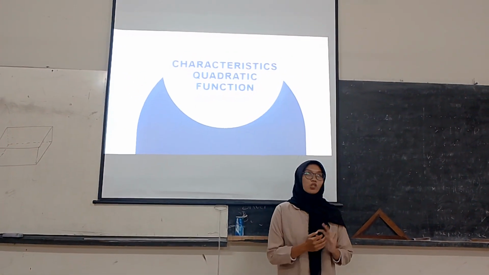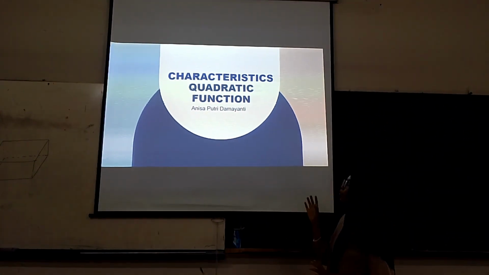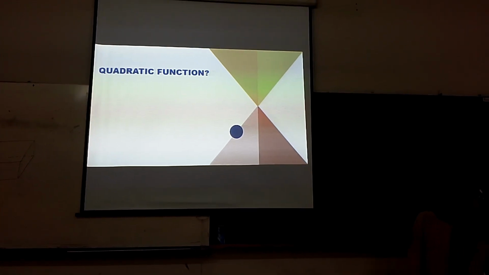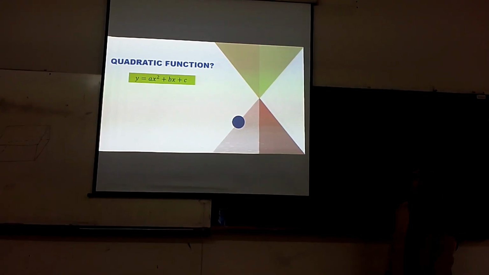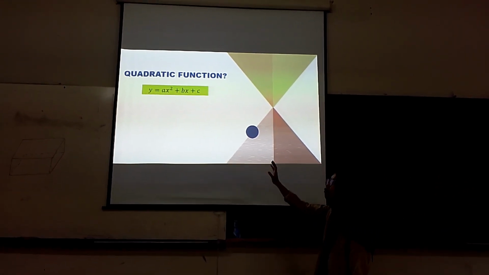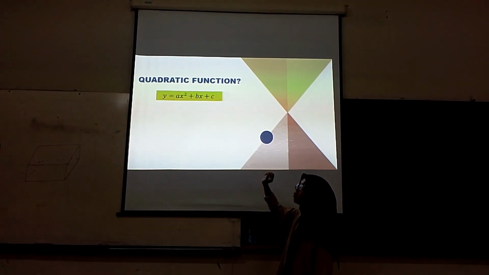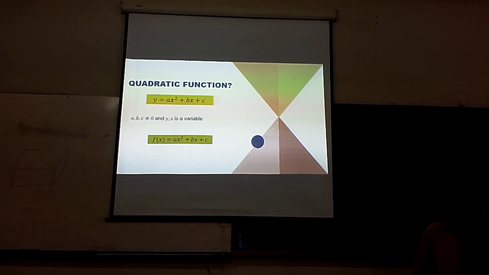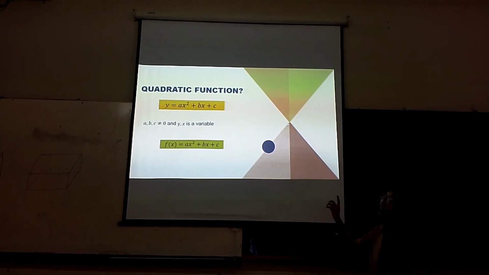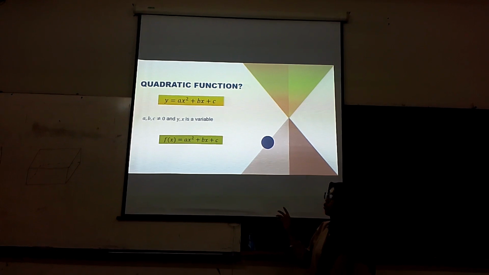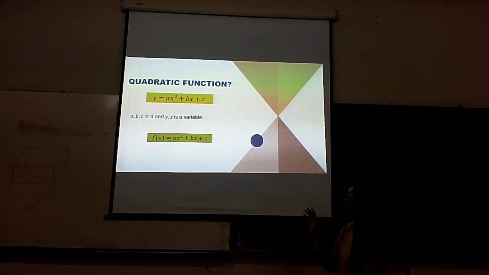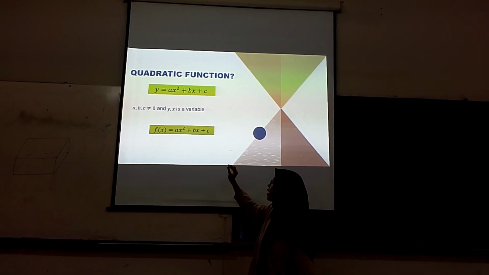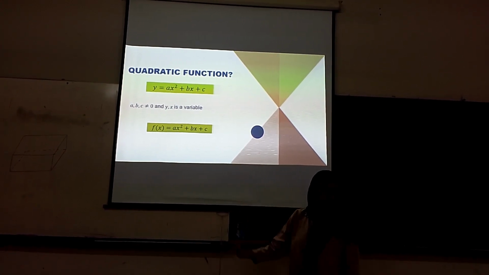Okay, complete, yes. So today we will learn about the characteristics of the quadratic function. In the previous meeting, you have learned about quadratic function. This is the general form of quadratic function: y equals ax squared plus bx plus c, with a and c not equal to 0, and y is a variable. So it can be written as f(x) equals ax squared plus bx plus c.